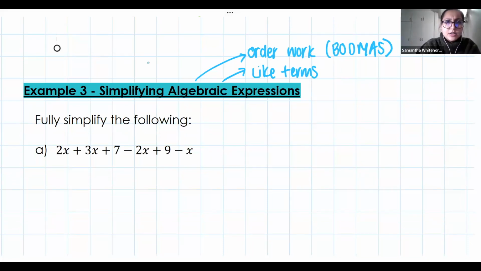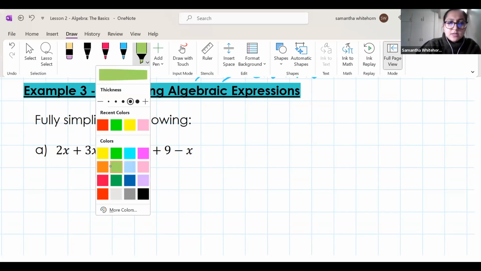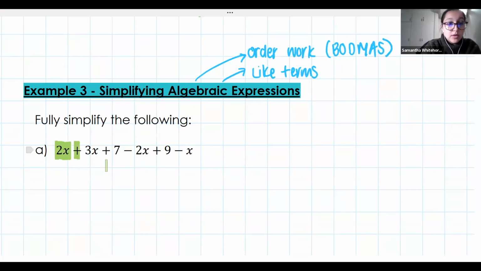All right, guys, good. So, like I say, identify your like terms. So we've got an x term, which is 2x. We also have a 3x. We have a minus 2x, and we have a minus x. We know those are all like terms because all of them have 1x in their whole value.